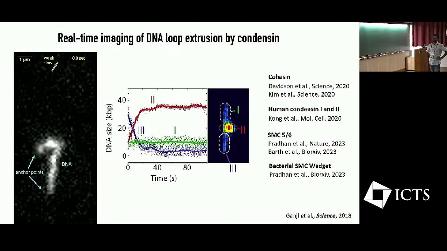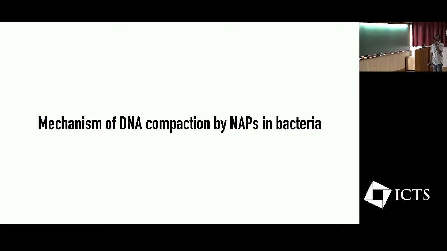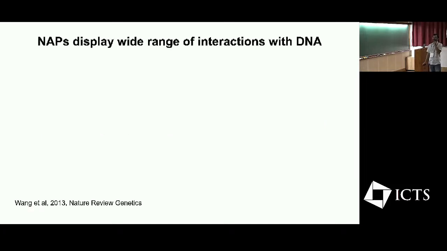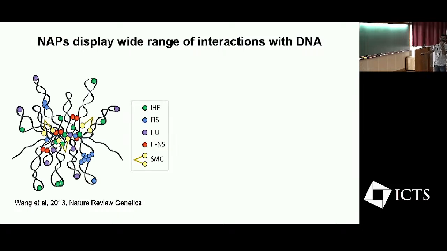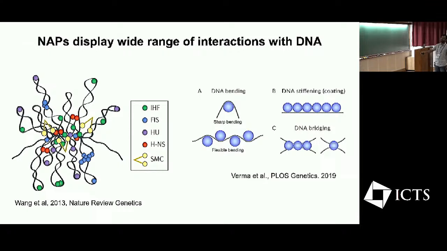I'll switch gears to something else that we recently started looking into, the mechanism of DNA compaction by NAPs in bacteria. This is unpublished data. Coming back to this picture, what I was showing is that you have a bunch of different proteins. Each of them has a different way of interacting with DNA. Some of them sharply bend, some bend less, or they stiffen the DNA, or they can bridge the DNA, depending on the kind of molecule you're looking at.